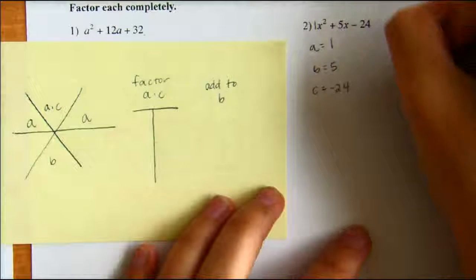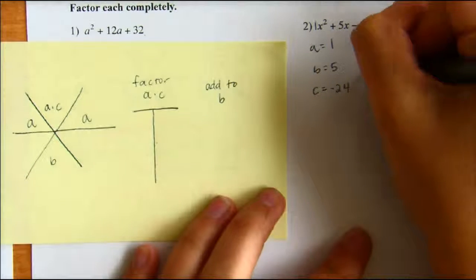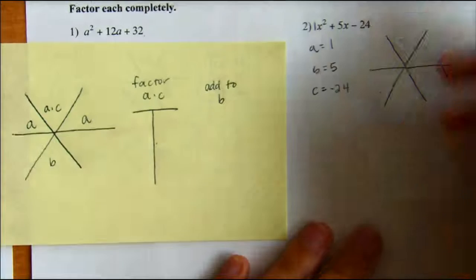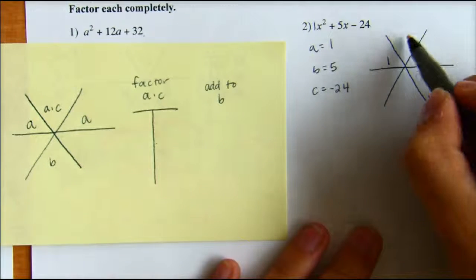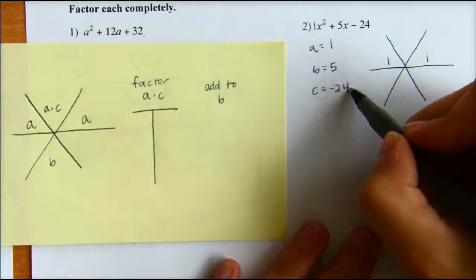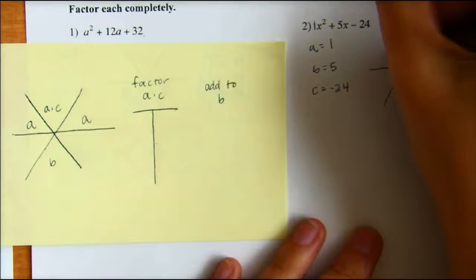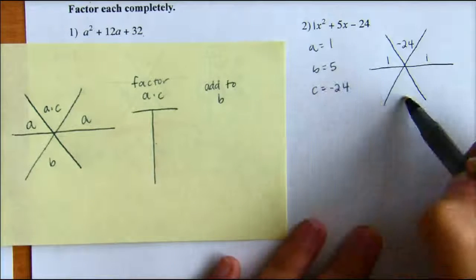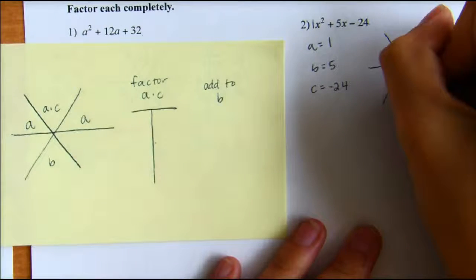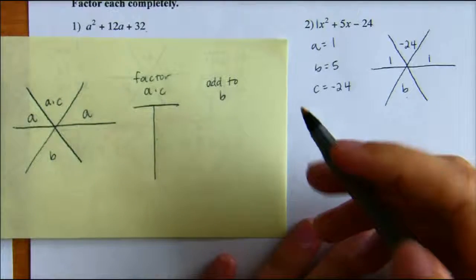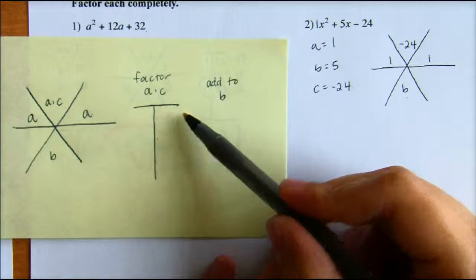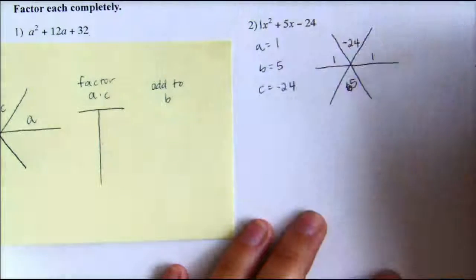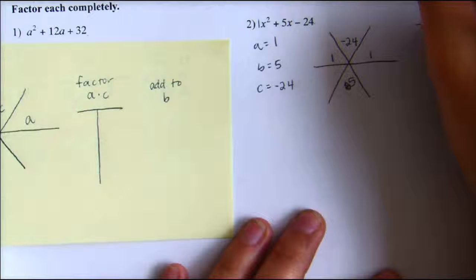Okay, so I'm going to set up my snowflake. A is going to go out in front, so here and here I'm going to put my 1. A times C, 1 times a negative 24 will leave me with a negative 24. And then my B value is going to go down at the bottom. Okay, my next step is to factor out A times C. Oh, sorry, this should be a 5. I'm going to factor out my negative 24.